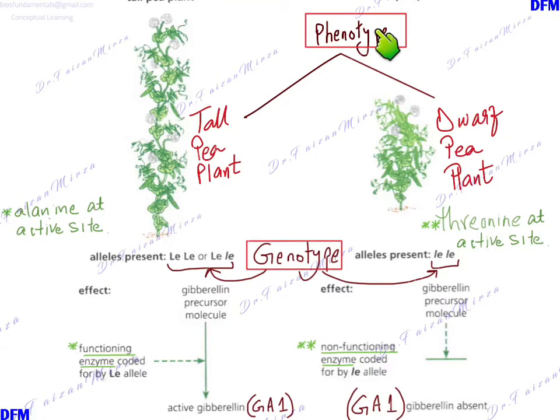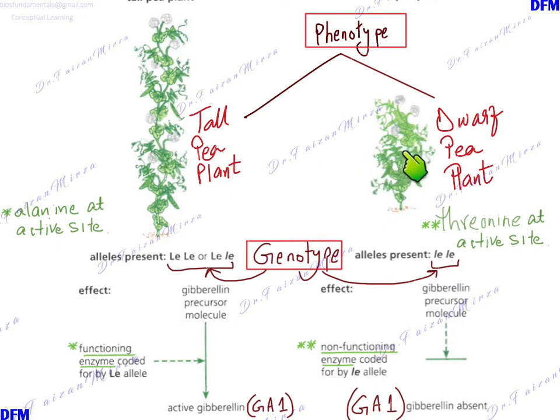Here we are discussing the effect of gibberellins and how gibberellin causes growth to occur. Gibberellin, on the other hand, is a hormone that triggers the growth process to occur by increasing mitosis, which means increasing cell division. Now, there are plants that grow tall. This is the tall pea plant, and there are plants that stay dwarf.